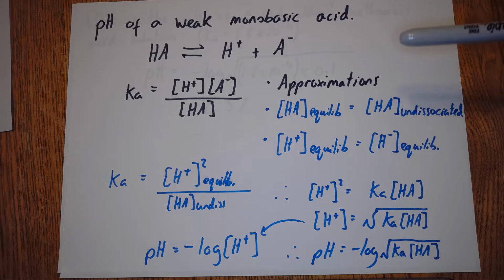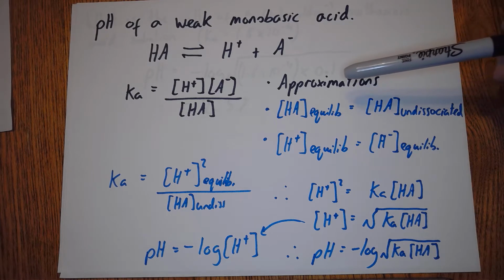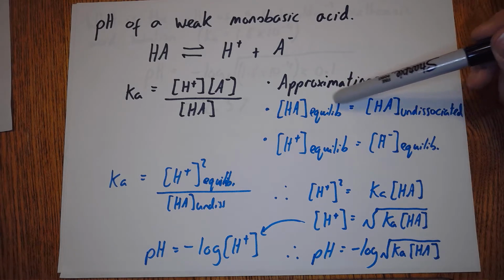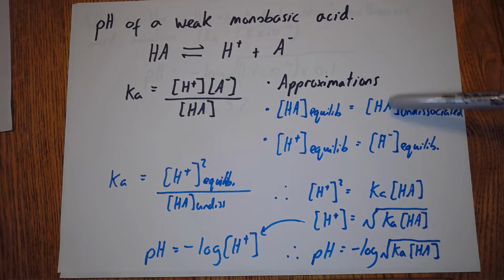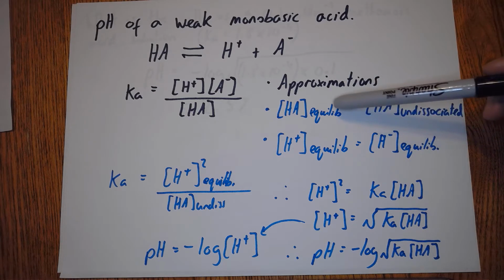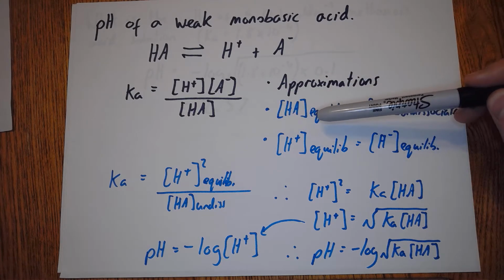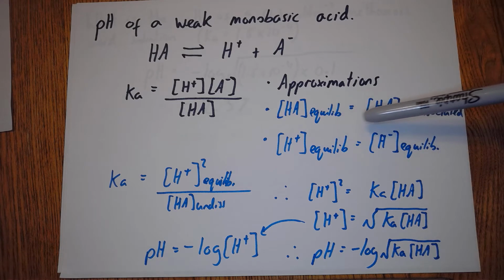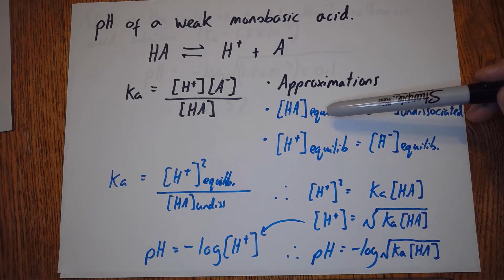Weak acids are very, very weak. Most of the HA, the acid over here, does not dissociate. So we say that what it was originally, the undissociated HA, equals what it is at equilibrium. Now that's not really possible, but the change is going to be so small that mathematically it's not going to make much difference.